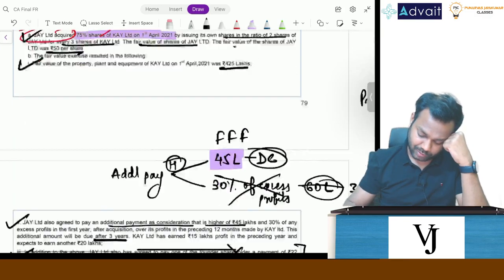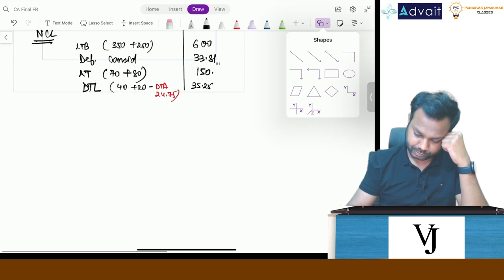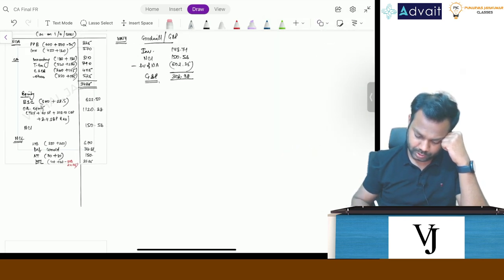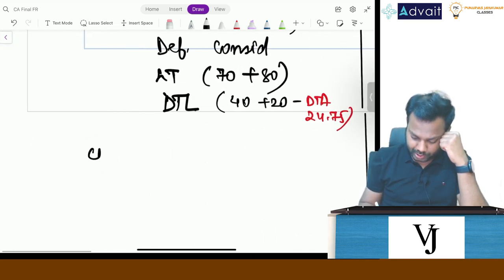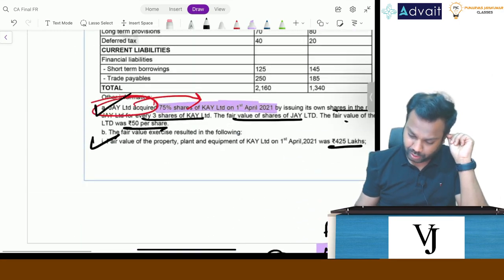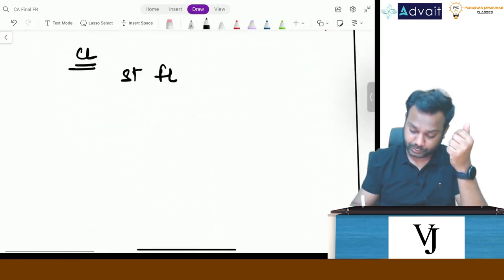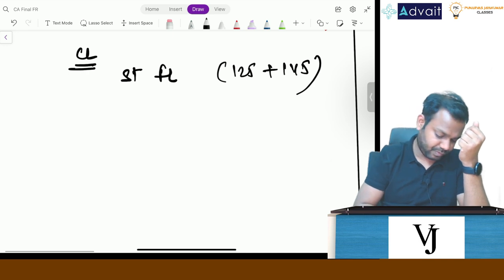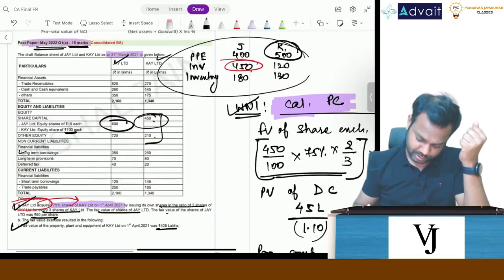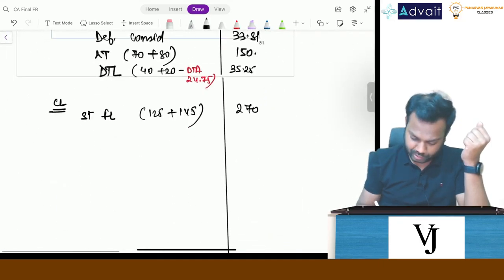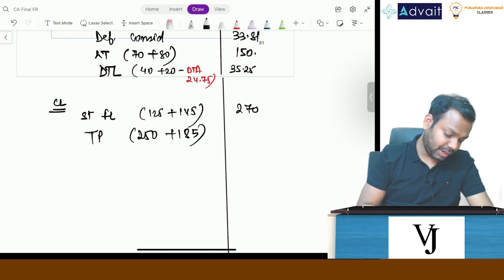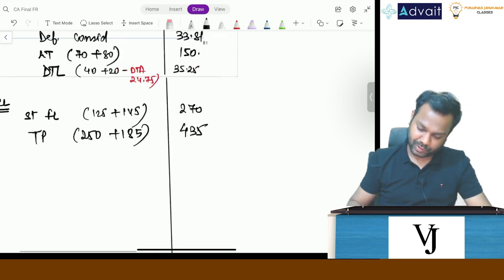Now current liability. Short-term financial liability is how much? 125 plus 145 is 270. Right, and trade payables is 250 plus 185, which is 435. Just let's check if we have covered everything.